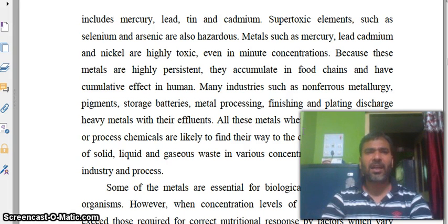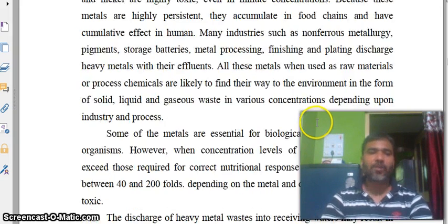Because these metals are highly persistent, they accumulate in food chains and have a cumulative effect in humans. Many industries such as non-ferrous metallurgy, pigment storage, battery, metal processing, finishing and plating discharge heavy metals with their effluents. All these metals, when used as raw materials or processed chemicals, are likely to find their way to the environment in the form of solid, liquid and gaseous waste in various concentrations depending upon industry and process.